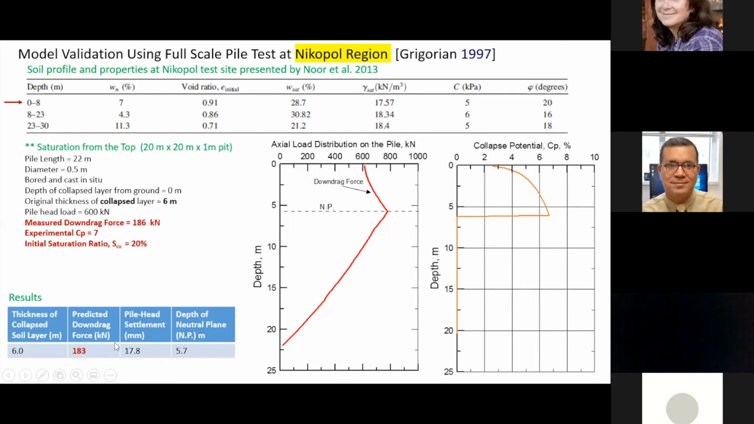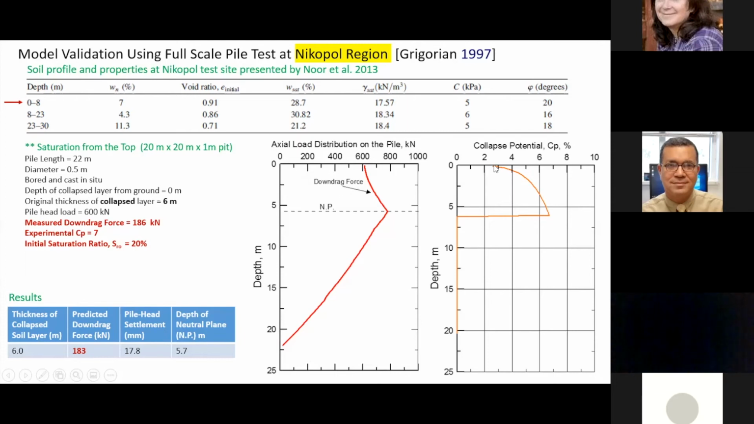We obtained, in fact, 183. It's a kind of good luck to have this kind of accuracy. Usually, we do not get this kind of agreement in geotechnical engineering. When we have 20% difference, it is going to be something very good. So measured down drag force here, 186. Here 183, okay, using the reported data there.